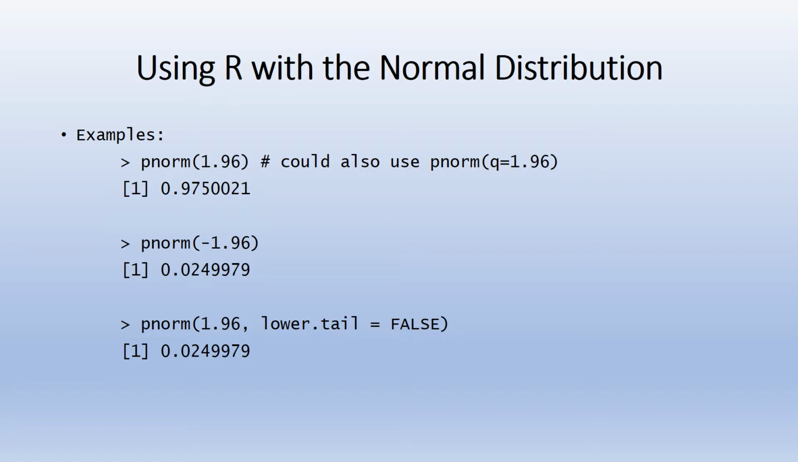In the second example, I used pnorm open parenthesis minus 1.96 close parenthesis. R returns 0.025 rounded, and this is the area to the left of z equals minus 1.96. In the third example, I include an argument lower.tail equals FALSE. Once again, FALSE has to be in all caps, so R will find the upper tail area. By the way, the spaces before and after the equal sign are optional. The function returns 0.025 rounded, and this is the area to the right of z equals 1.96.